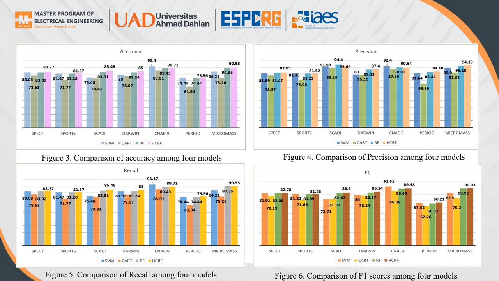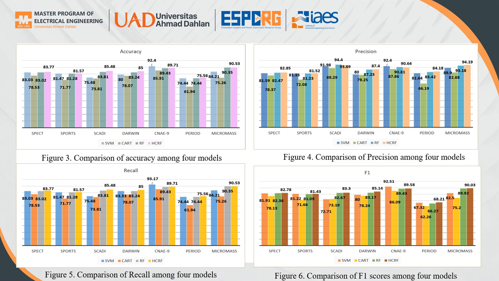Figures 3 to 6 compare the accuracy, precision, recall, and F1 score of the 4 models on 7 datasets. As shown in Figure 3, the accuracy of the HCRF is the highest value on 6 datasets, indicating the accuracy of the HCRF is higher than the other 3 models.